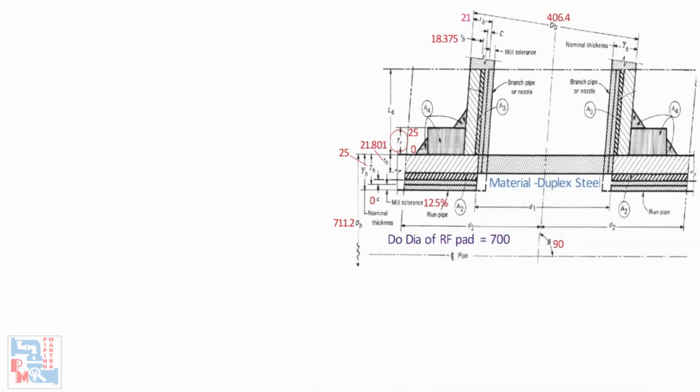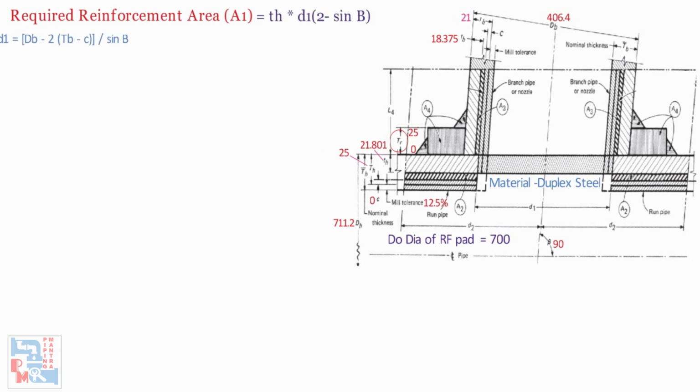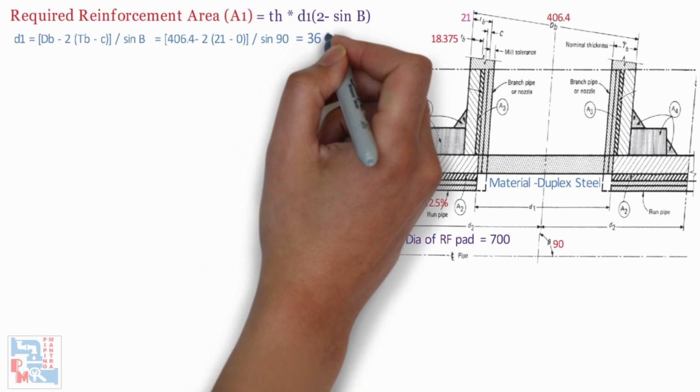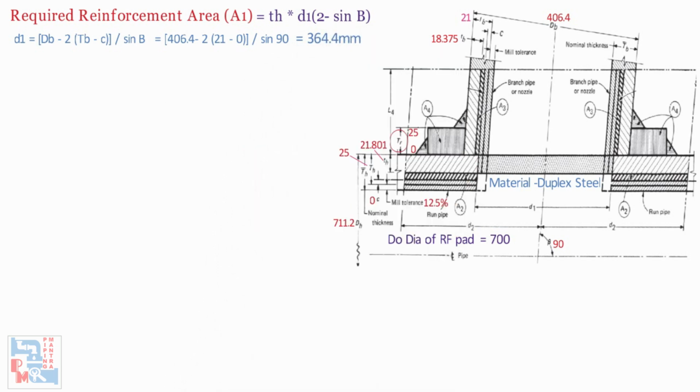Let's calculate A1 first. Required reinforcement area A1 for a branch connection under internal pressure. A1 is TH into D1, 2 minus sin beta. D1 is dB minus 2 into TB minus C, by sin beta. Beta is given as 90 degrees, which gives us the value of D1 as 364.4 mm. Now A1 is 21.801 into 364.4, 2 minus sin 90. So A1 is 7944.28 mm square.